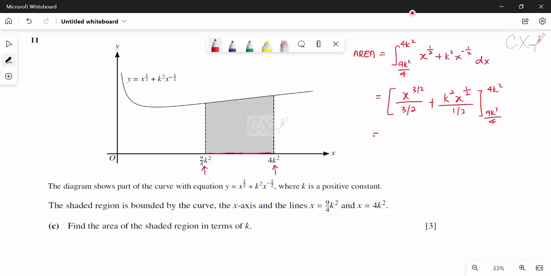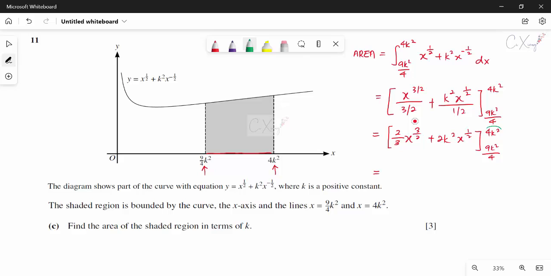Usually I prefer to simplify everything first before I substitute the limit in. I don't like to have fractions in the denominator, so I prefer to simplify it. How to simplify is I change it into a proper form, which is 2 over 3 x power 3 over 2, then plus 2k squared x power half, from 4k squared to 9k squared over 4. Okay, so I start to substitute the limit inside.